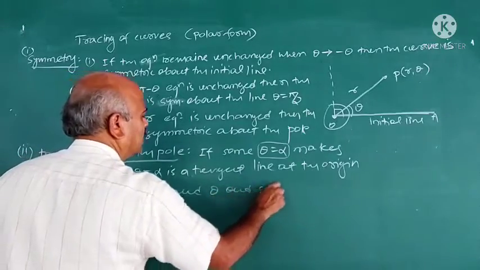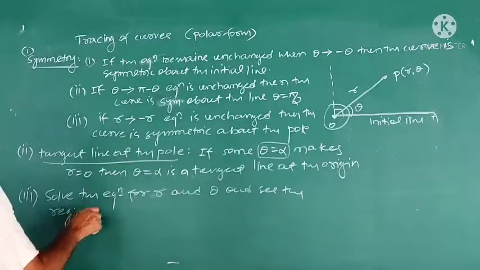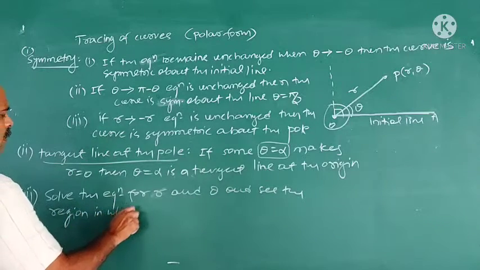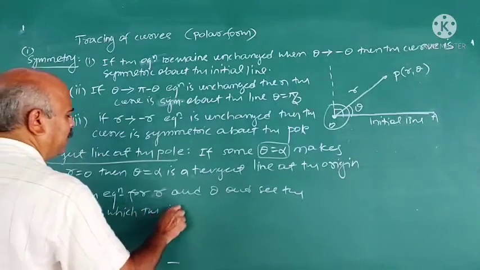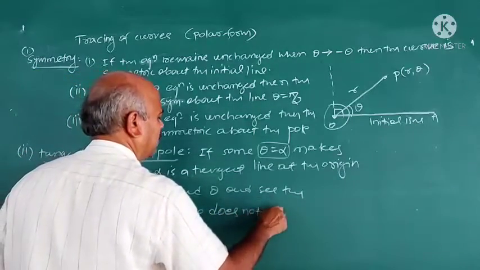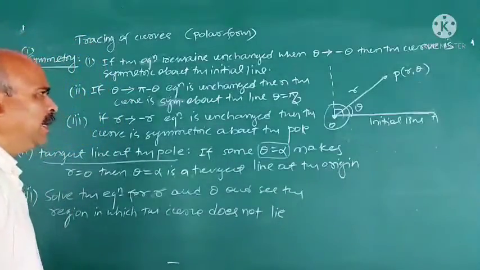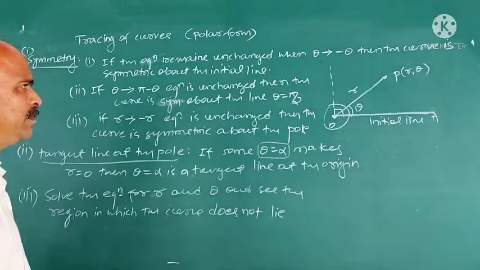And see the region in which the curve doesn't lie. The curve does not lie. That you can verify. You have to find the values of r and theta and find out where the curve doesn't lie.